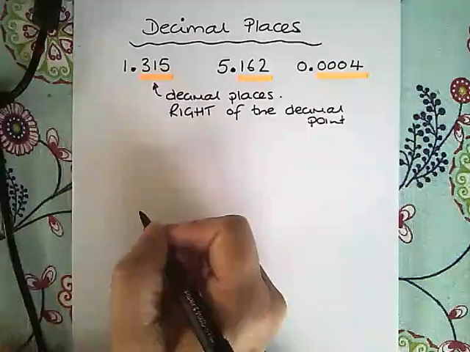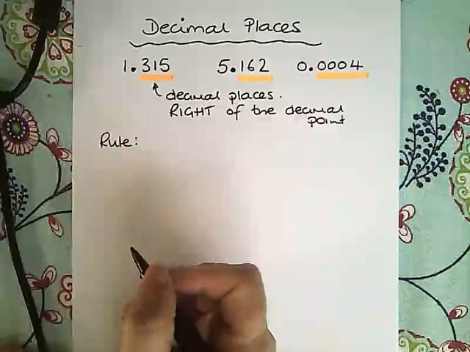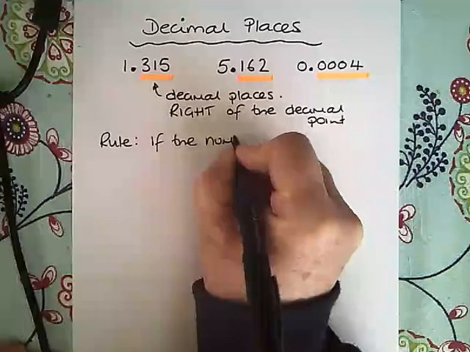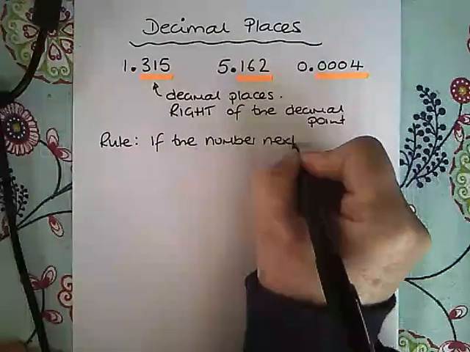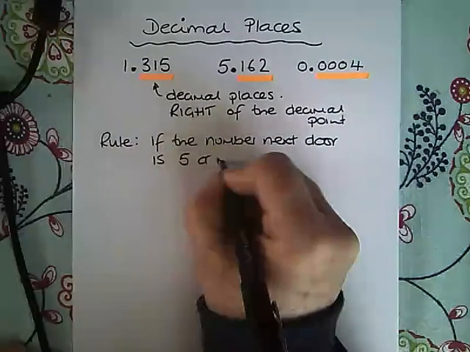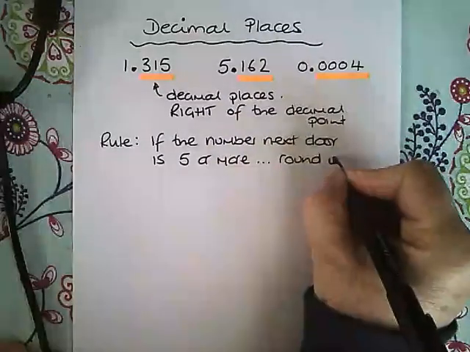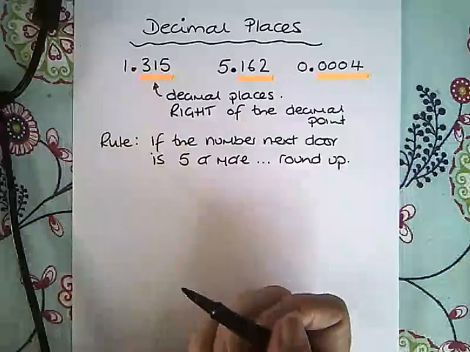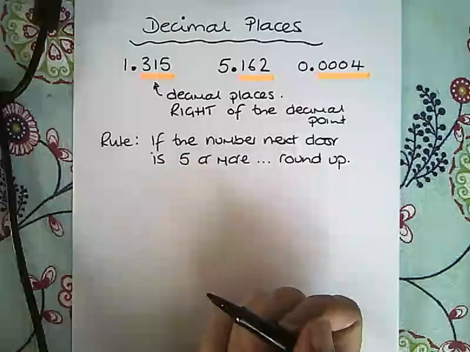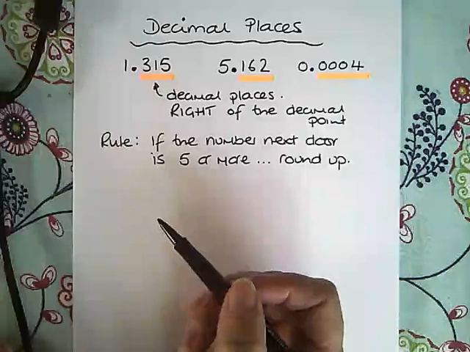So the rule that we use when we are rounding to decimal places is neatly summarized by saying if the number next door is 5 or more, round up. And it kind of rhymes in a way that only a mathematician would think it did rhyme. If the number next door is 5 or more, so it's not exactly poetry, but if you can try and remember that, the number next door is 5 or more.